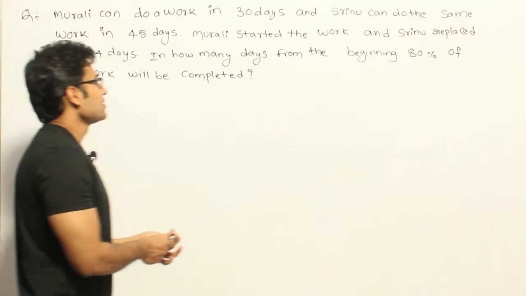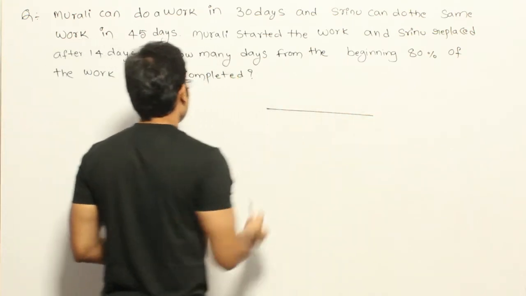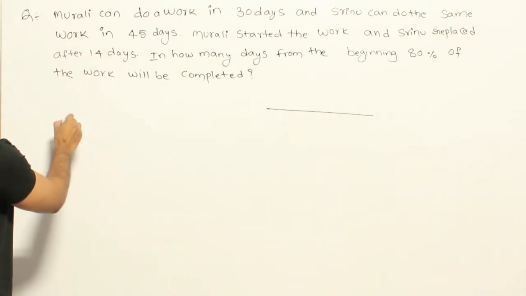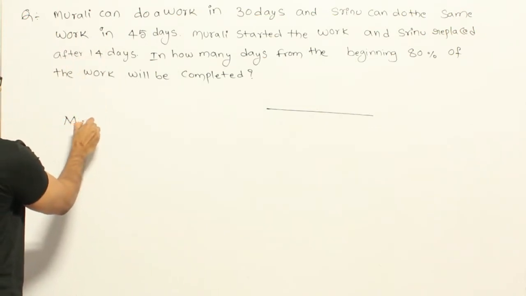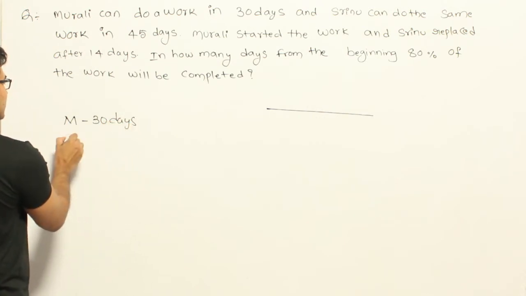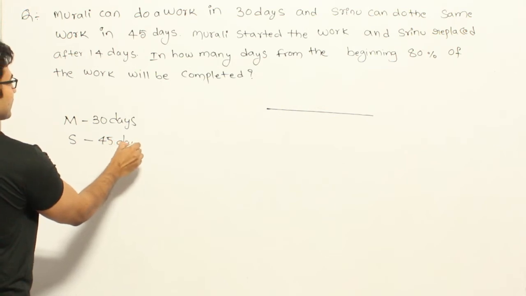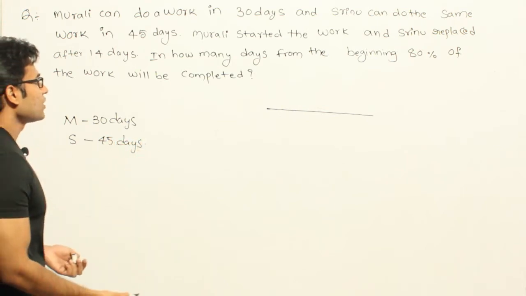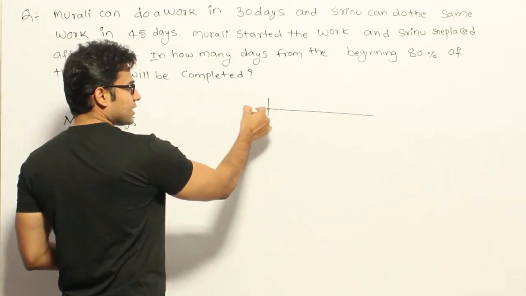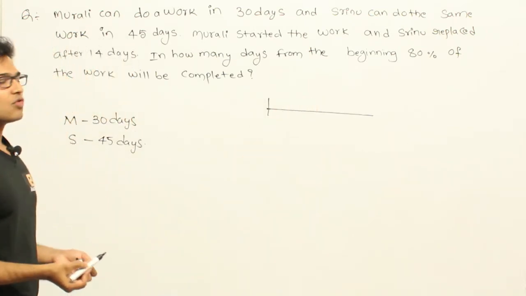So they are talking like this. Let's write the data first. Murli can do a work in 30 days, that is what is given. And Srinu can do the same work in 45 days. And they are saying that Murli started the work. If you assume that this is the timeline, Murli started the work and Srinu replaced him after 14 days.